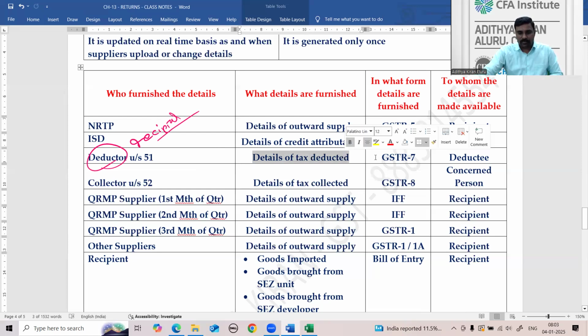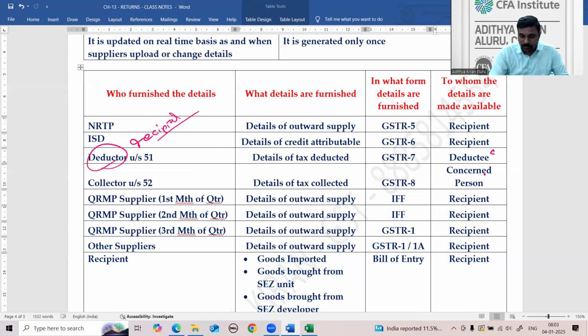In what form are they supplying? In GSTR 7. To whom are those available? To the deductee. Who is the deductee? Supplier. Supplier is the deductee. Look at this. Normally, if the supplier furnishes, details are available to the recipient. So here, the recipient is furnishing the details, and those are available to the supplier.